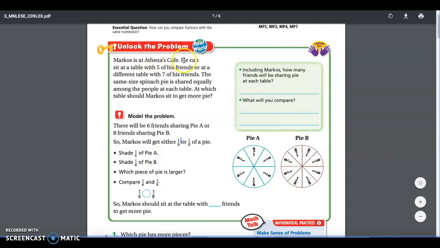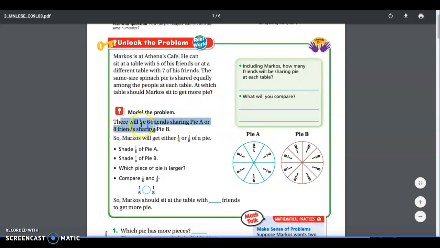So Marcos is at Athena's cafe and he could sit at a table with 5 friends. So 1, 2, 3, 4, 5 plus him is 6. So this is Marcos right here in pie A. This is the same thing as the problem in the book, but it's just a different name. Or he could sit at a different table with 7, right? And 7 plus Marcos is 8. So this is pie B. At which table should Marcos sit to get more pie?